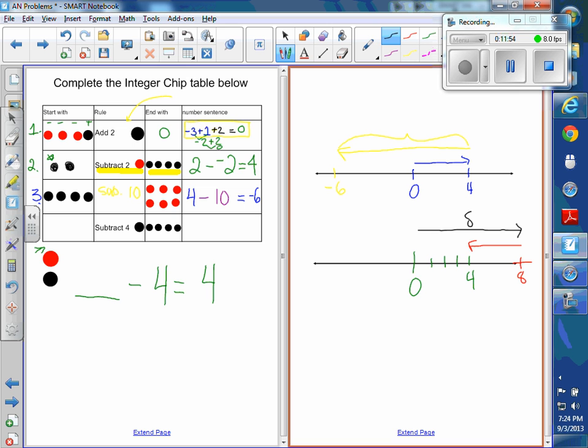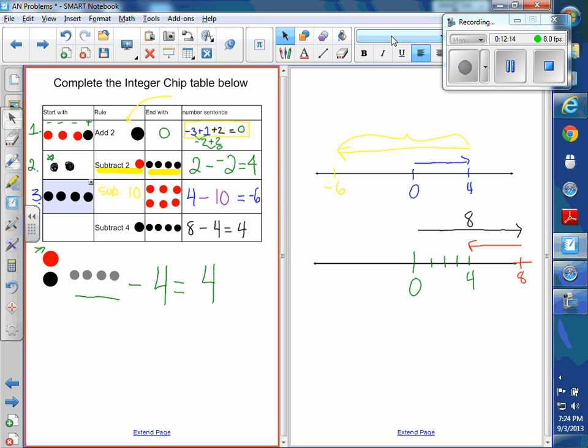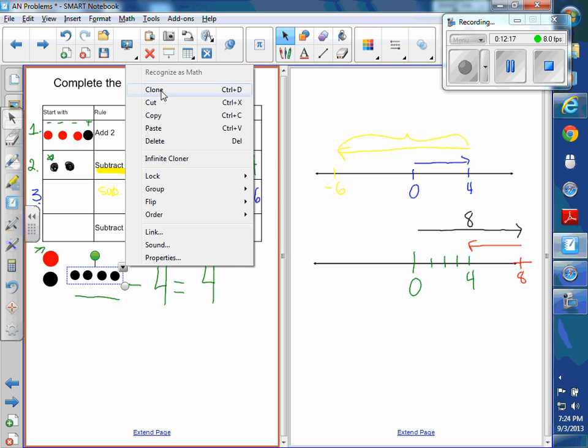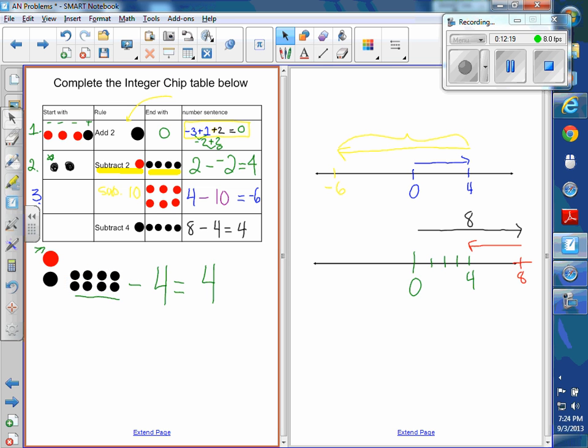So your number sentence would be 8 take away 4 equals 4. Should have been a really easy one. So over in the left-hand side, you'd have 2 groups of 4 here, or you could just put in a positive 8. Lost these guys here, so 1, 2, 3, 4.